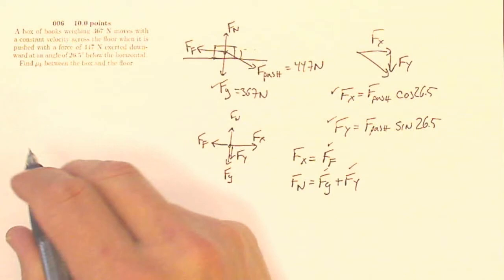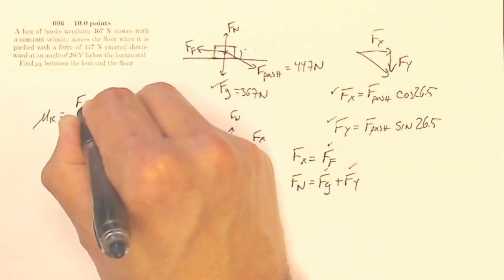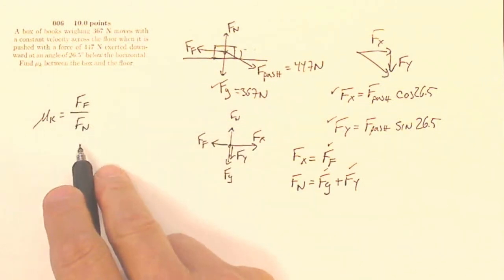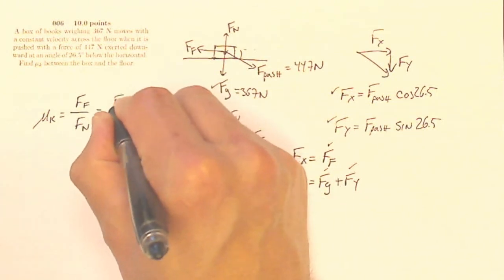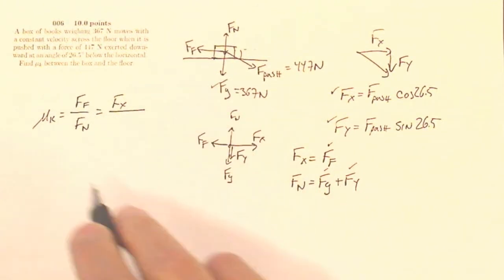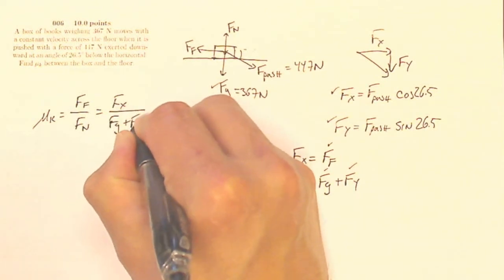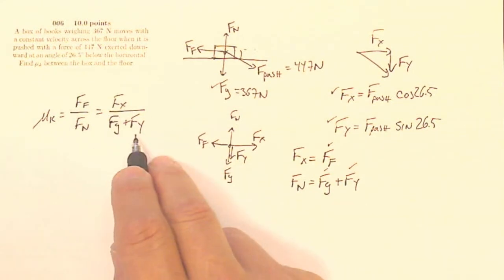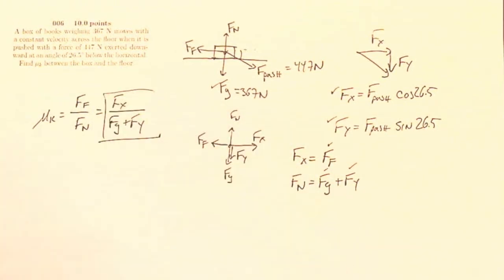I'm looking for my coefficient of friction, and I know that my coefficient of friction is going to be the force of friction divided by the normal force. So mu is Ff over Fn. Well, Ff is going to be Fx, and my normal force is my Fg plus my Fy. And I think you know all of those variables so far, so now you can solve and pretty easily get to your coefficient of friction, because it's going to be these.